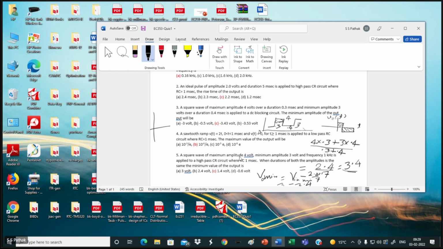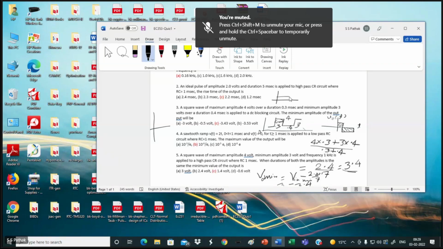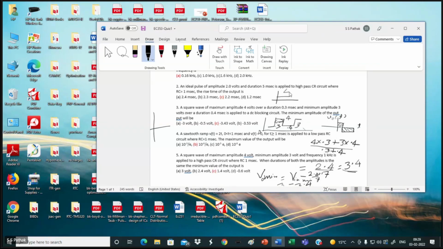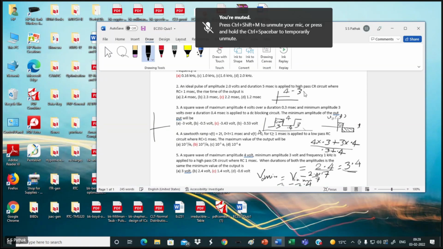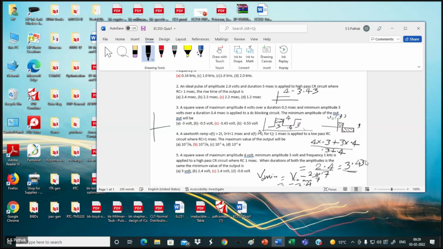Okay, I think I'm making some mistakes, so let me put it here. Now my 4 will become here. This is your 4 minus 3.43. The 3 minus 3.43. Okay, 4 has come here. This is my 0.